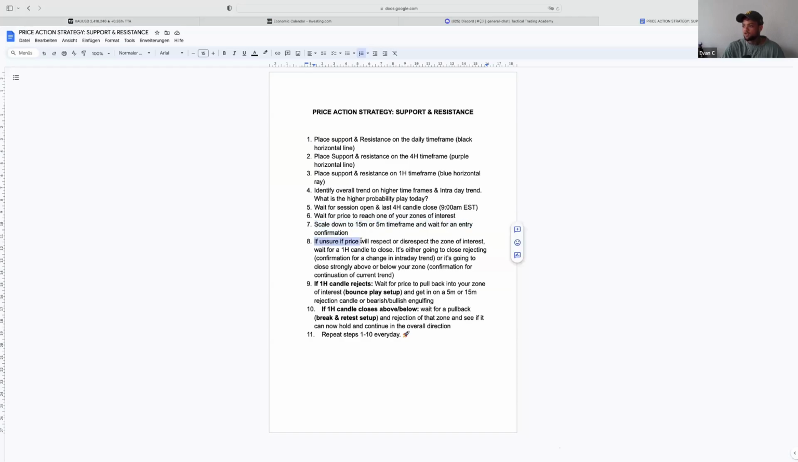Now, if you are unsure if price will respect or disrespect your zone of interest, wait for 1 hour candle to close. It's either going to close rejecting, a confirmation for a change in the intraday trend, or it's going to close strongly above or below your zone, confirmation for continuation of the current trend. So as of right now, if we're looking at gold, we have the second point, which is it's going to close strongly above our zone, which is a confirmation for a continuation of the current bullish trend.